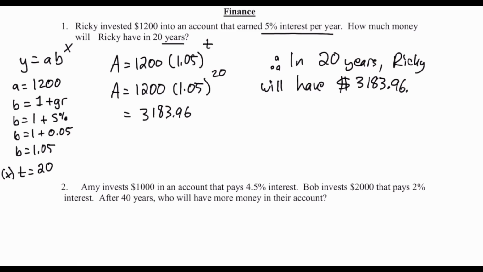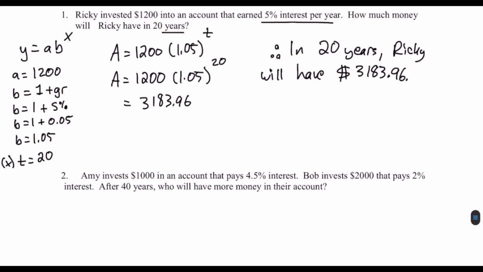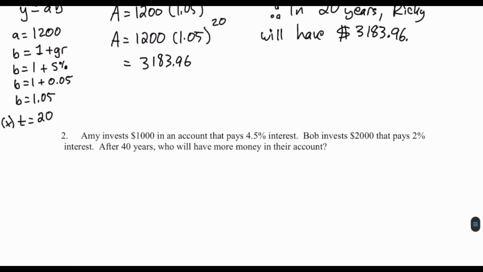Final question here to wrap up our assignment, or our note. Amy invests $1,000 in an account that pays 4.5% interest. Bob invests $2,000 in an account that pays 2% interest. After 40 years, who will have more money in their account? And so this is asking us to compare. So we have to do two questions here and see who made the most money.